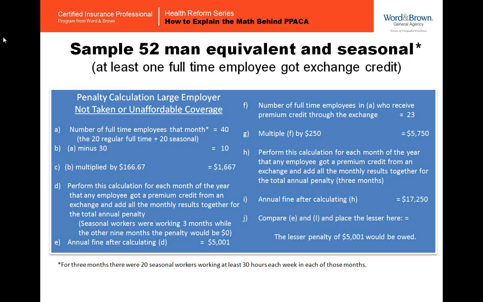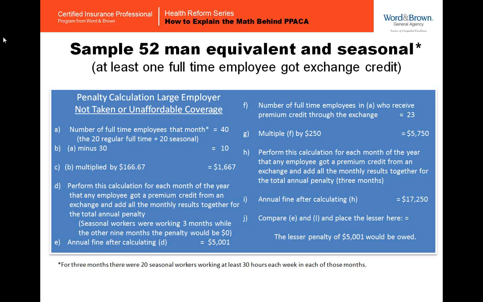He pays a monthly fine of $1,667. But he's only had those seasonal employees for 3 months, so he's not going to multiply that by 12. He will multiply it for the 3 months that he owes the penalties, or in this case, $5,001.